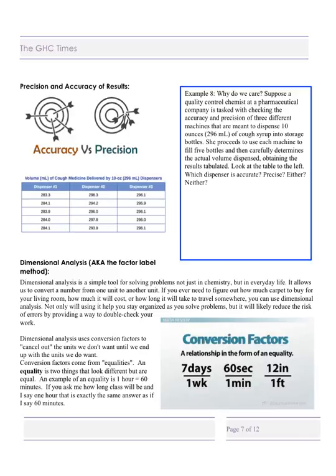Why? Well, let's say, for example, that you work for a pharmaceutical company and you are a quality control chemist. You are checking the accuracy and precision of 3 different machines that are meant to dispense 10 ounces or 296 milliliters of cough syrup into storage bottles. So we're going to use each machine to fill 5 bottles. And then we're going to determine the actual volume that was dispensed, obtaining the results in this table over here. So my question to you is, which dispenser is accurate? Which one's precise? Are either of them? Are neither of them?